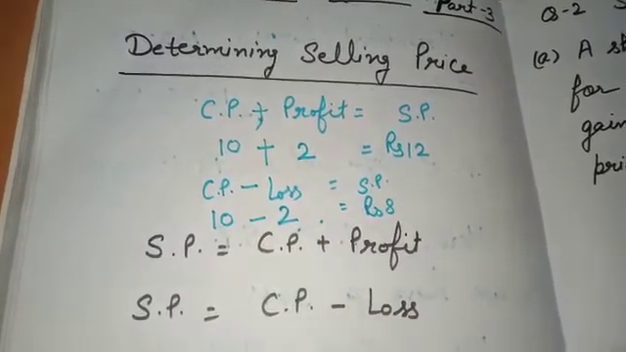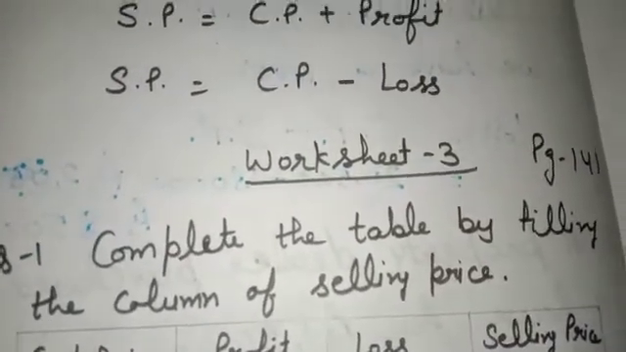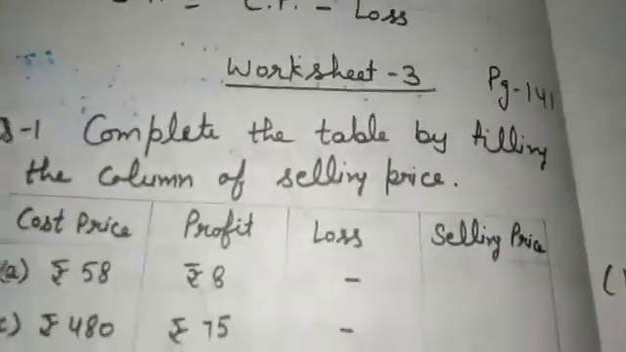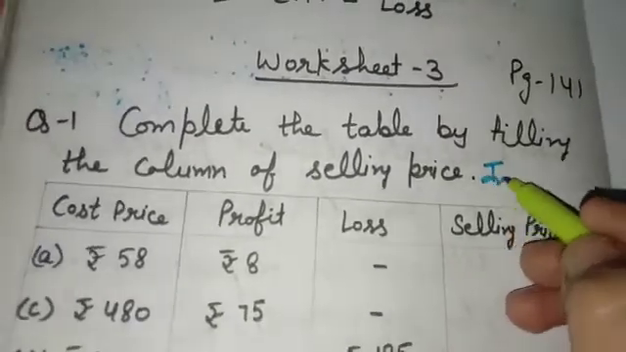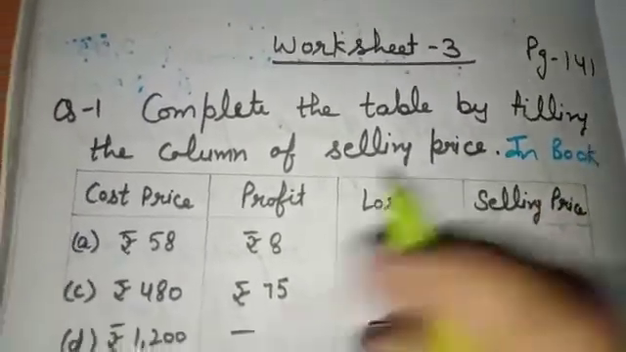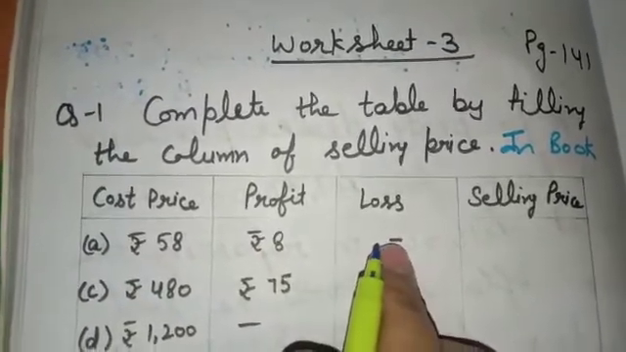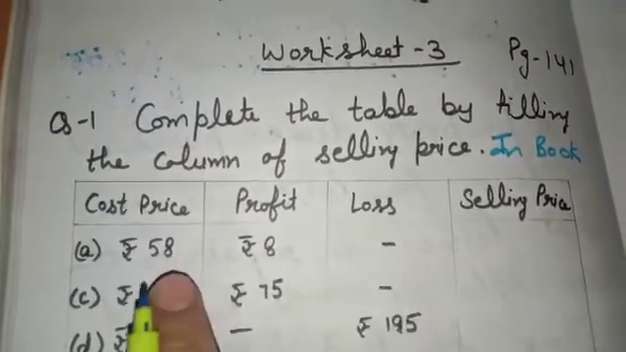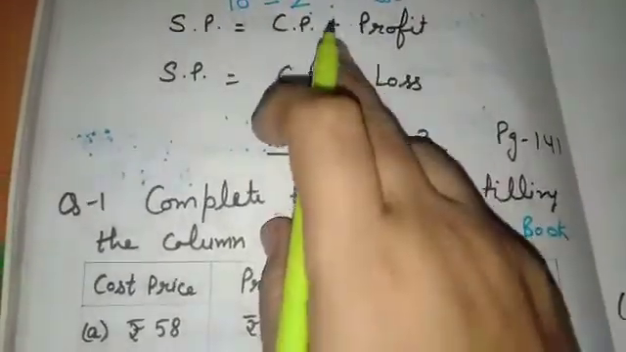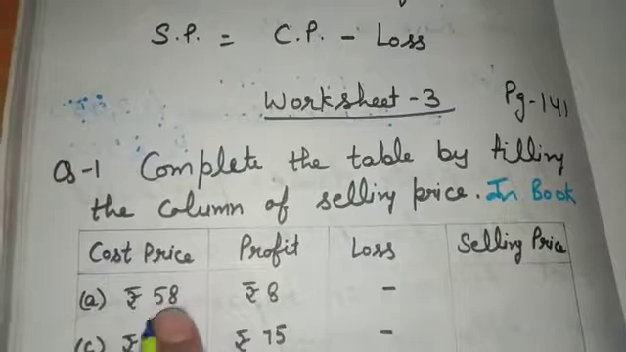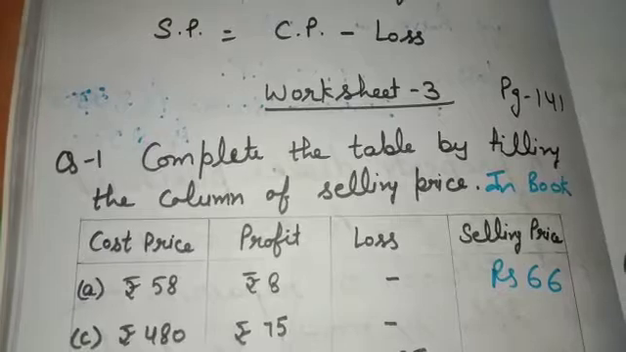Okay, now let's start worksheet 3, which is at page number 141 of our book. Question number 1 is complete the table by filling the column of selling price. This question you will do in your book only. Cost price is given 58, profit is 8. Loss definitely will not be given, either profit or loss is here. Then cost price and profit is given. What will be the selling price? As we have discussed the formula, we will add. So 58 plus 8 equals rupees 66.